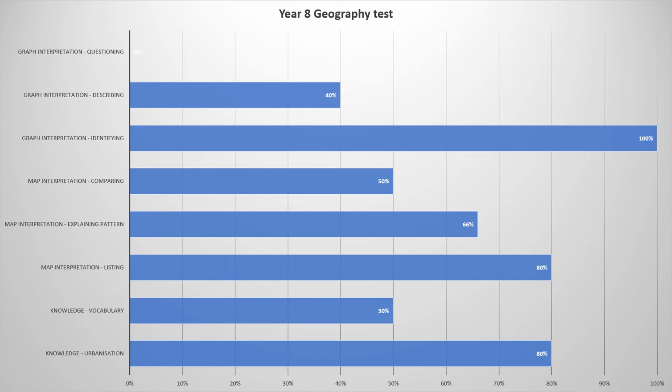Instead of them just getting 1 mark, oh yeah, you got 70% on your geography test, give the students this graph, then they can go, okay, my strengths are in identifying information from graphs, my weaknesses are in questioning graphs, because I got 0% of those questions right. Up here, there might be a weakness there. Maybe that's a weakness in describing graphs.